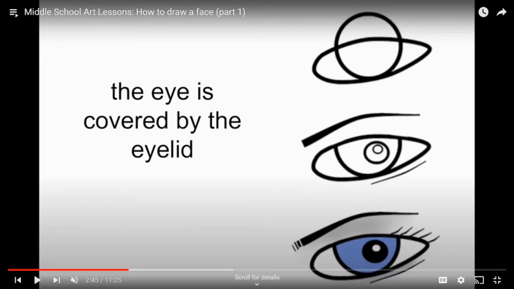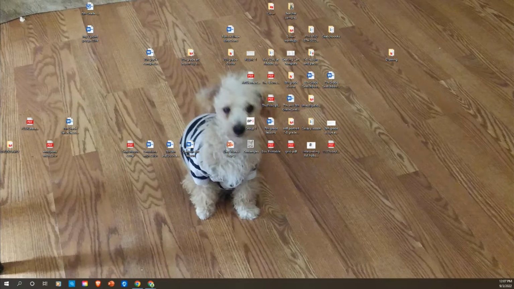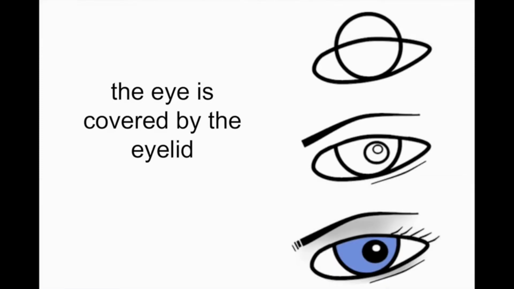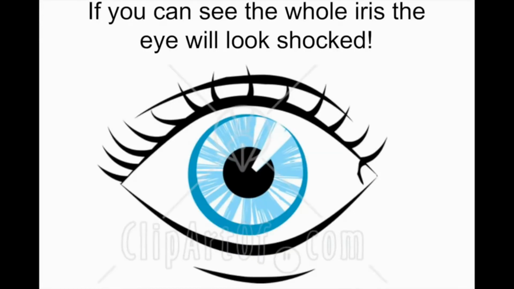Okay, so the next thing that you want to remember about drawing the human eye is another rule of thumb: you want to make sure that your pupil and your iris are at least partially covered by your eyelid to help your eyes look more relaxed. Because if you see the whole iris, the eye will look kind of shocked like this. So you do want to make sure that you partially cover the pupil and the iris.